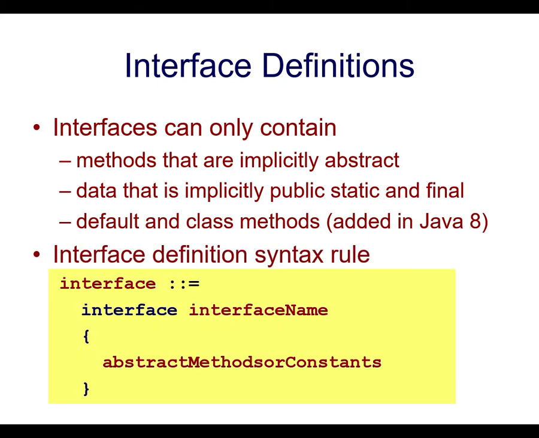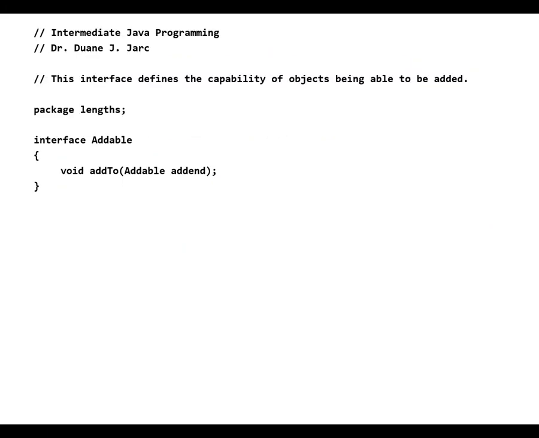Like a class name, an interface name is a type. The syntax for defining interfaces is very similar to classes, except that in place of the reserved word class, we use interface. The other difference is what can go inside of an interface. It cannot contain either instance variables or instance methods.